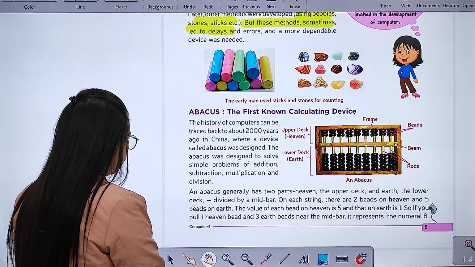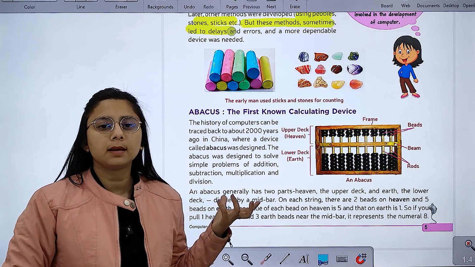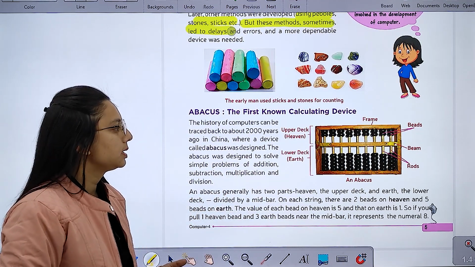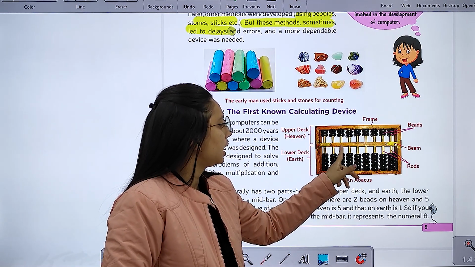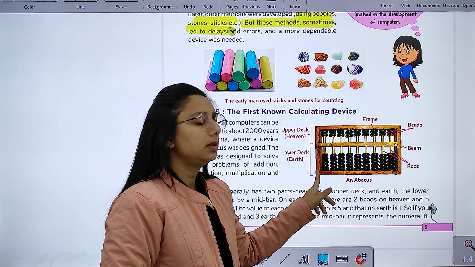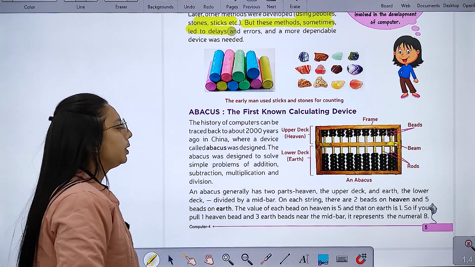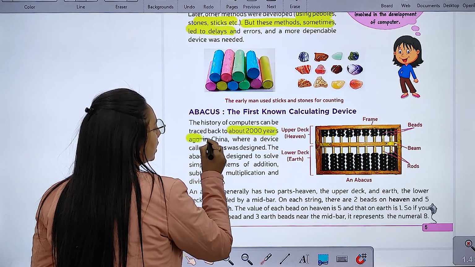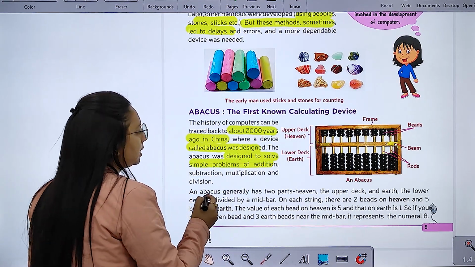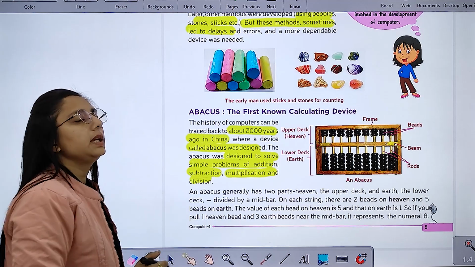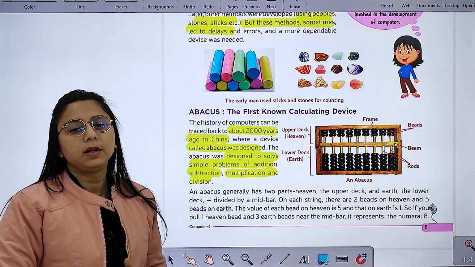Now the first known calculating device was the abacus. You can see this is the frame, these are the beads, this is your beam, these are your different rods. The lower deck we call earth, and the upper deck we call heaven. The history of the computer can be traced back about 2000 years ago in China, where a device called the abacus was designed to solve simple problems like addition, subtraction, multiplication and division. So we can do only simple problems.